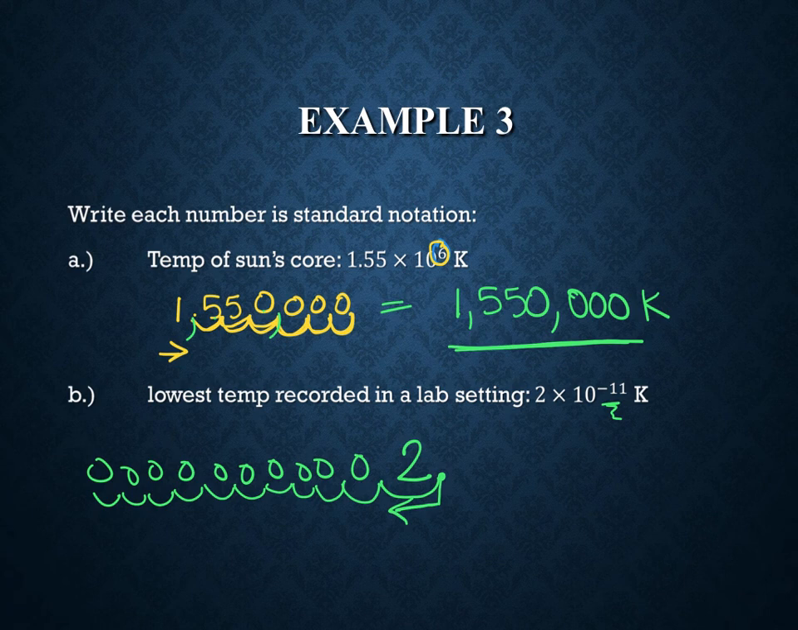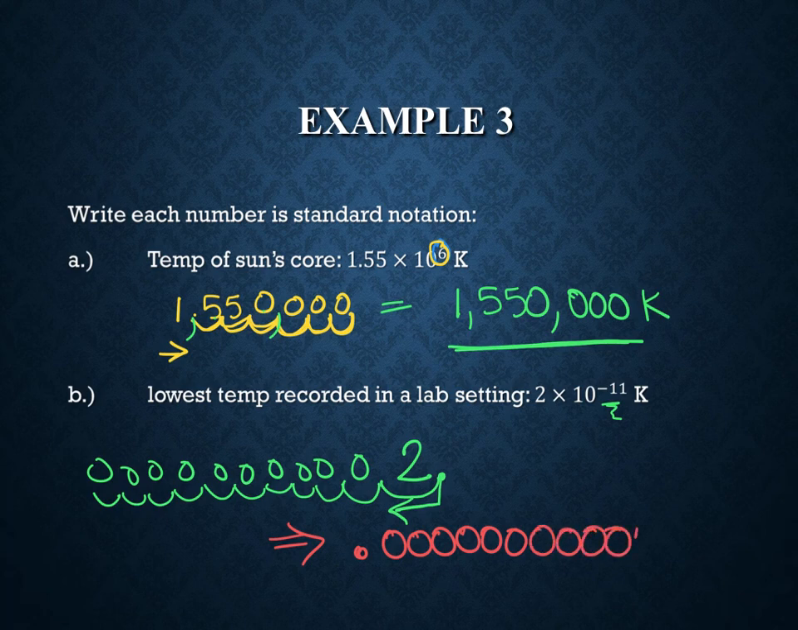And if you want to clean it up some, ultimately what that turns into is a decimal point, 10 zeros, so 1, 2, 3, 4, 5, 6, 7, 8, 9, 10, and then the number 2. And this right here would be your final answer.